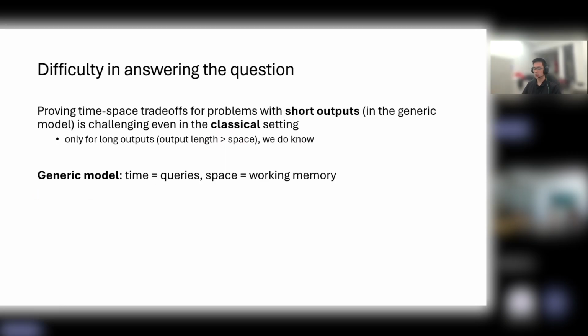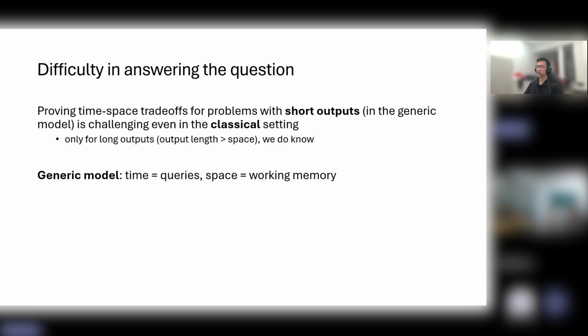In general, the difficulty of answering this question is that current results for space-time trade-offs are not for short output. Some of them are for short outputs, but they are not in the random oracle model. If it's a search problem in the random oracle model, then all of these space-time trade-offs are for long output problems. I will later explain what a long output problem is. Also, this is even challenging in the classical setting.